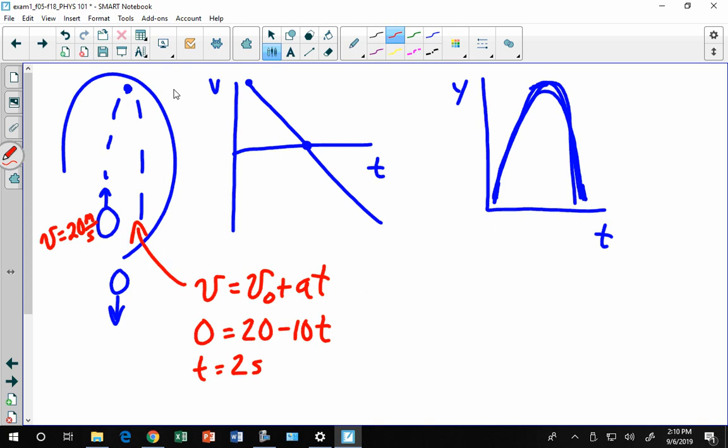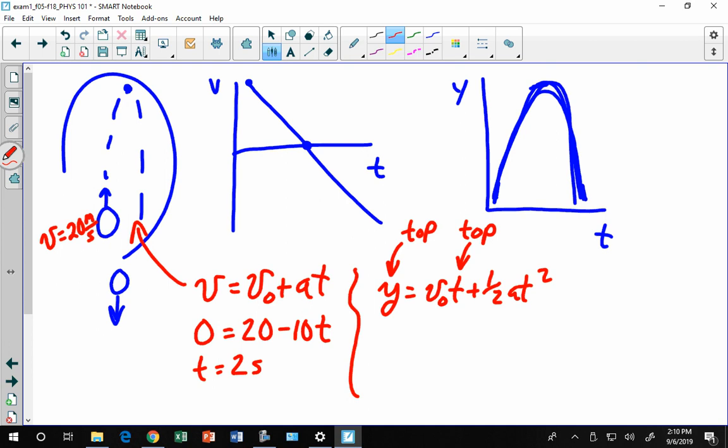If I want to find y, then I would use my position equation. Y equals V naught t plus 1/2 AT squared. I know t now. I'm going to use 2 seconds because I want to use the time at the top. And then that'll give me the position at the top. So I get 20 times 2 minus 5. Half of negative 10 is negative 5 times 2 squared. That's 40 minus 20. That's 20 meters. So it goes up a distance of 20 meters.